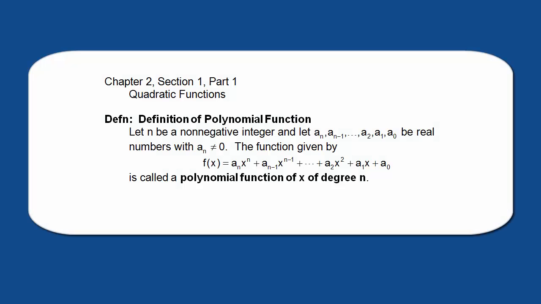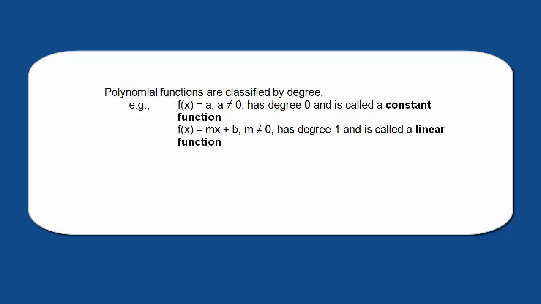Well, we're ready to start Chapter 2. In Chapter 2, we're going to study quadratic functions. Let's first of all look at the definition of a polynomial function. You can see it listed there: f of x equals a sub n x to the n, and so forth out to a sub 0. One variable, namely x, and the a's or coefficients are real numbers.